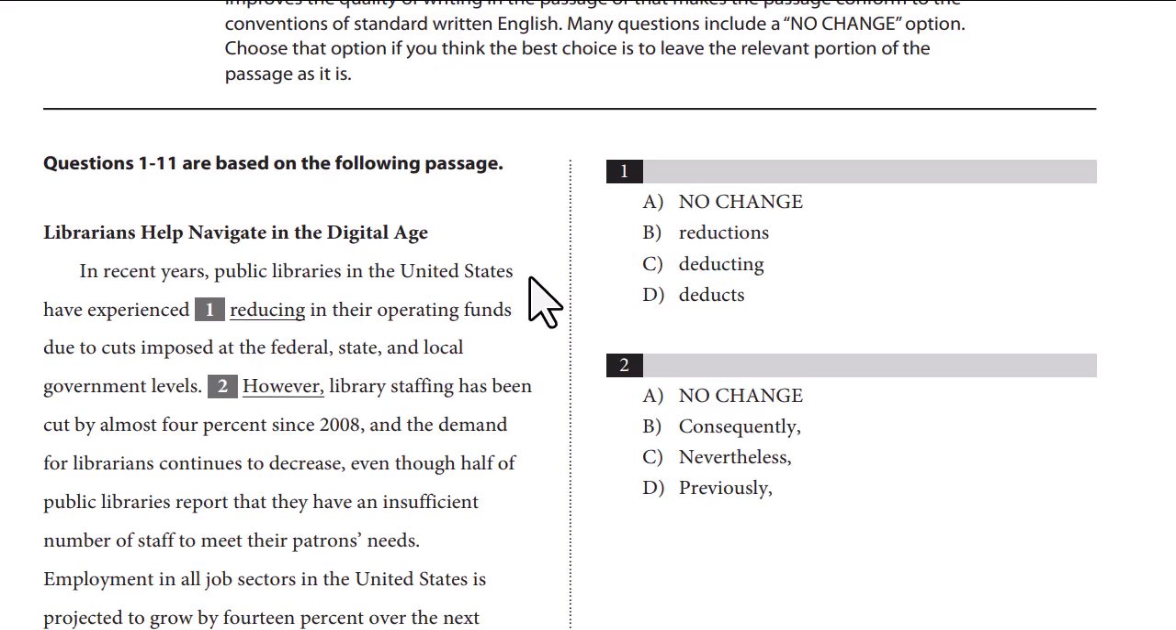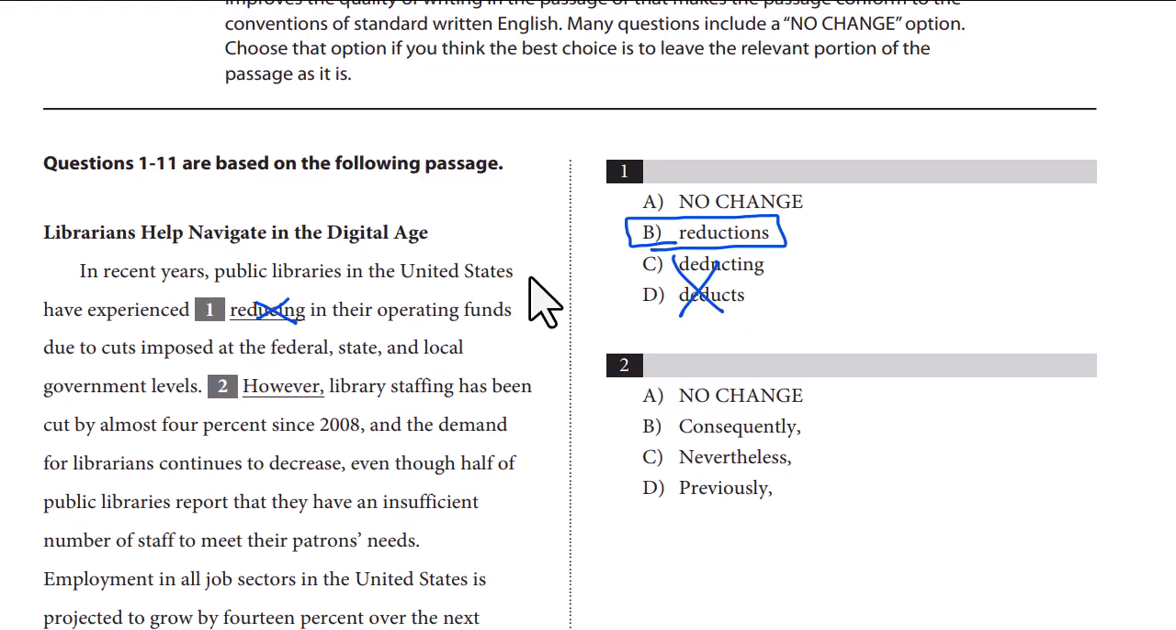Number 1, in recent years, public libraries in the United States have experienced reducing in their operating funds. Yeah, that's definitely not correct. Reductions, deducting, deducts. So deduct is not the right word. This is a precise word question, and it's going to be reductions in. Libraries experience something, some object noun. So if it's reducing, that would have to be a gerund in this case. Reducing in. That's not going to be a correct object noun. It would be reductions in. That would be the correct object noun.